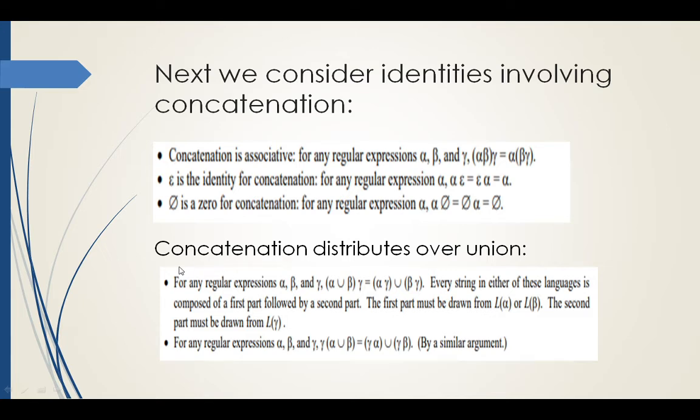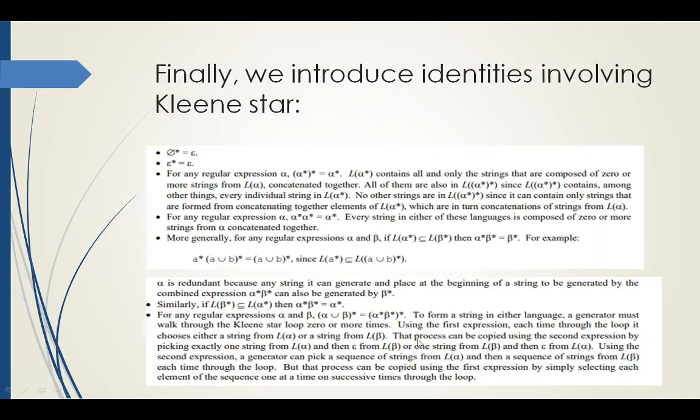Next, we are going to see the rules for concatenation distributing over union. For any regular expressions alpha, beta and gamma, (alpha union beta) gamma equals alpha gamma union beta gamma. The second rule: for any regular expressions alpha, beta and gamma, gamma (alpha union beta) is equivalent to gamma alpha union gamma beta. So it is the same as the above rule.